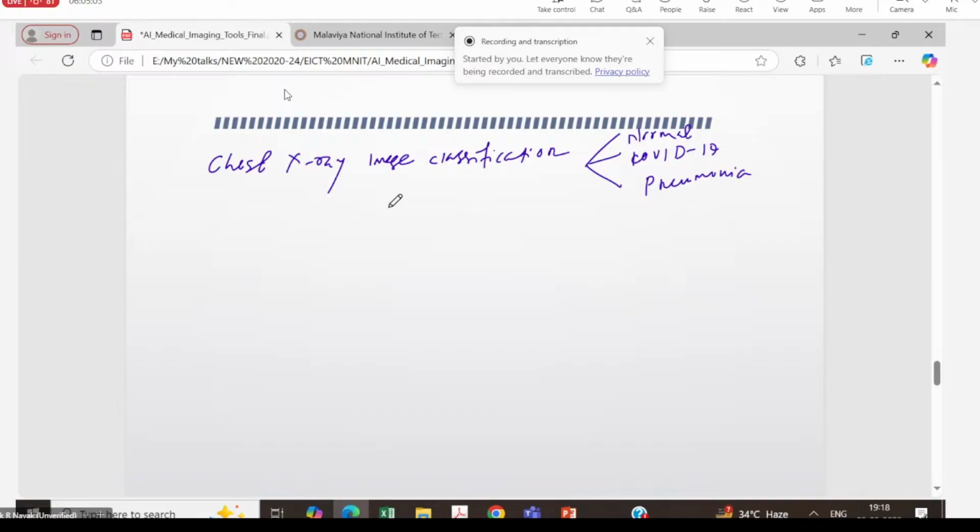So what is given to us? First of all, the data, right? What is given to us is nothing but a set of images of these three categories: normal, COVID-19, and pneumonia. And that is what is known as a data set.